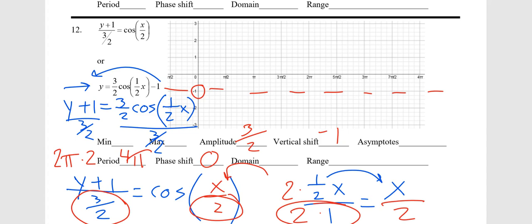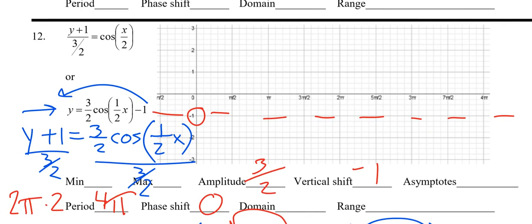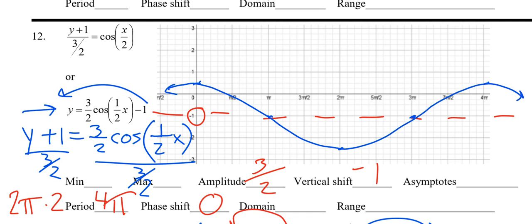Okay, so with that information, graph your picture. Up 1.5 over 4 pi. In the middle, I come down 1.5, and then put my middle points in there and graph my wave. Now, you notice we haven't done any phase shifts yet? We will. Monday.